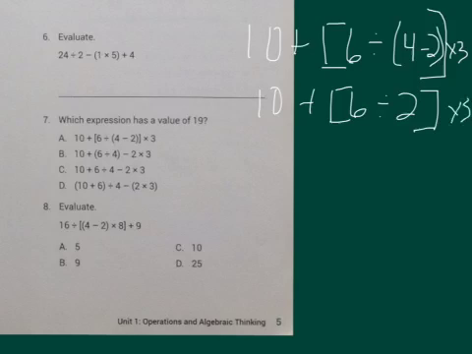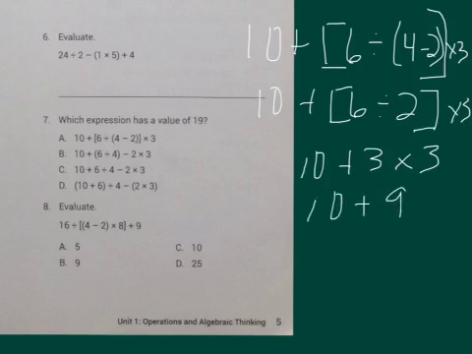So then we're going to go inside our brackets. So we know that 12 divided by 6 is going to give us 2. So then we're going to multiply. 3 times 3 is going to give us 9. And then we know 10 plus 9 is going to give us 19. Wow, so we got it on the first try. A is number 7. All right, well, let's go ahead and go to number 8.